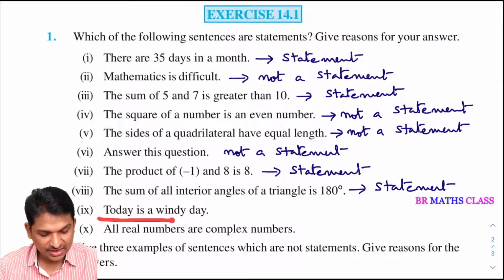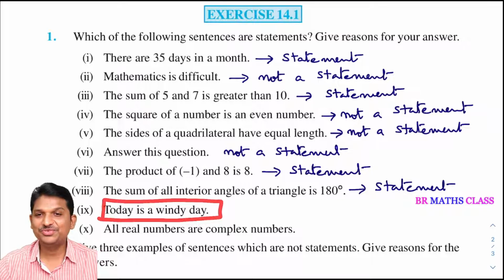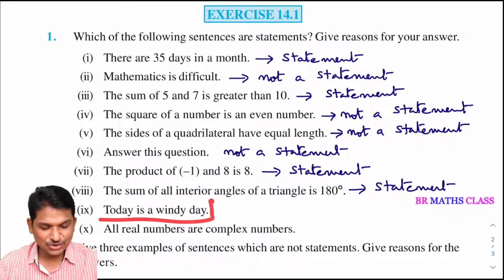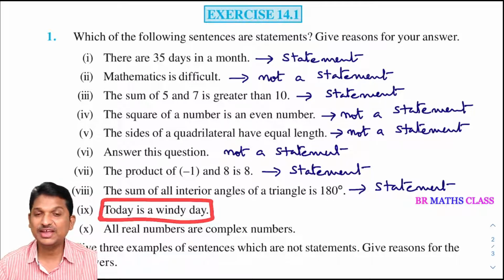Now, look here, this one. Today is a windy day. This sentence is true on a windy day. This sentence is false on a day that is not windy. So there is a chance it may be true or may be false, right? So we cannot declare yes it is true. On a windy day, this sentence is true. Otherwise, it is false. We cannot declare. Here both are happening.